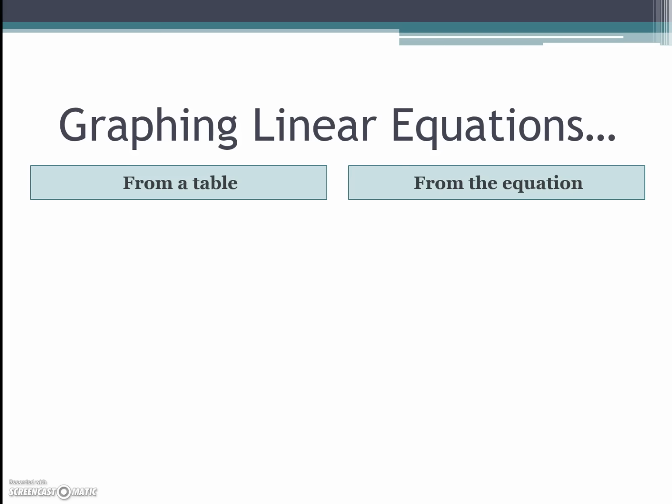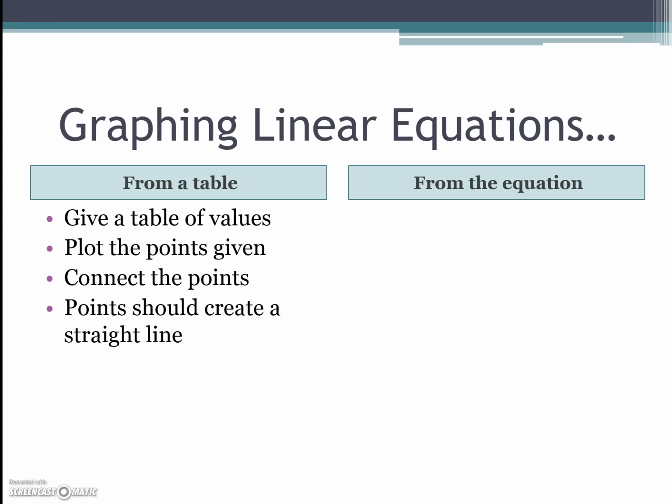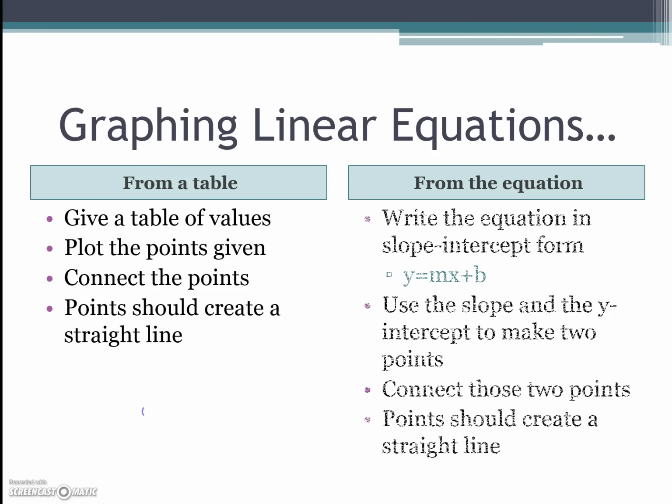There are a couple different ways that we can graph linear equations. The first way we can do it is from a table. We can be given or create a table of values, plot those points and connect them, and it should form a very straight line. The other way we can do that is from the equation. We will be talking about this in the future. However, you would identify your slope and y-intercept, create 2 points, and also draw a straight line.